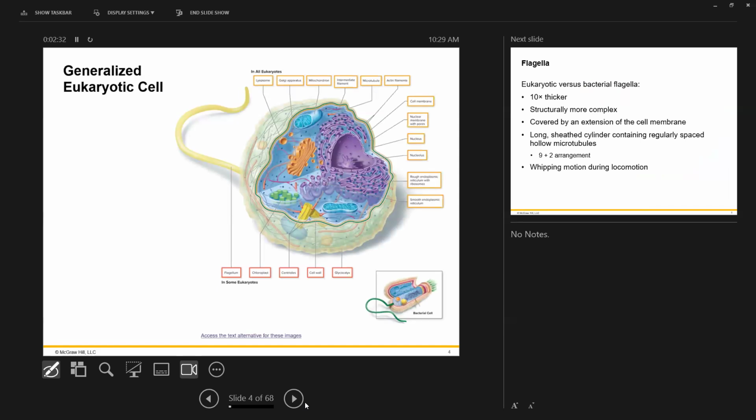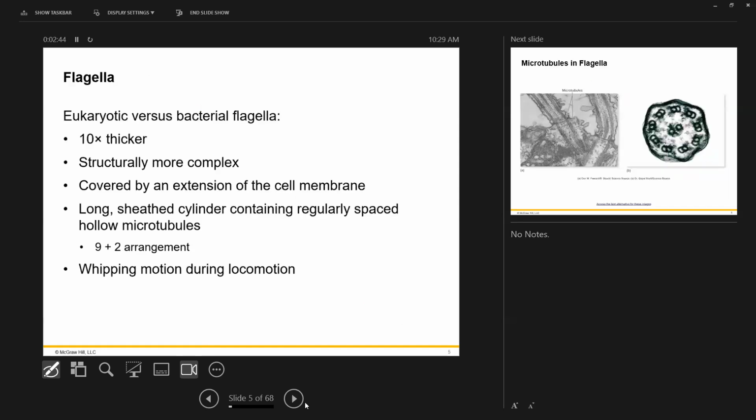Okay, so this is a diagram. This one isn't as nice as the bacterial one because it doesn't have the descriptions. So it might be a good diagram to come back to when you're studying to see if you remember what each one of these structures does. But anyways, let's start with the flagella. And yes, I did just say flagella. For bacteria, these are flagella, and for the eukaryotes, these are flagella too.